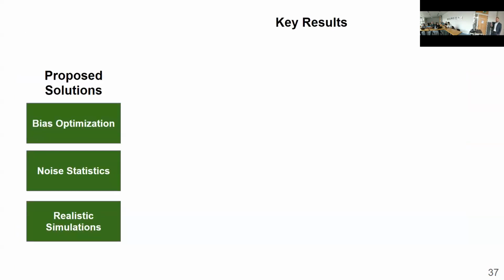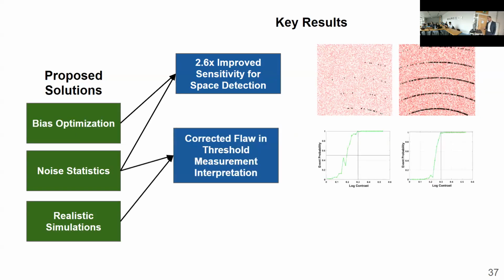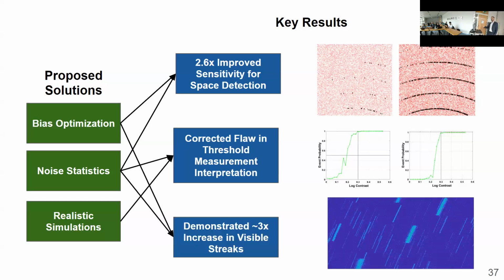So in conclusion, I proposed 3 solutions to address some of the shortcomings I found in space domain awareness and event cameras, including bias optimization, noise statistics, and then applying realistic simulations. So through bias optimization, we achieved a 2.6 times improved sensitivity for space detection. Looking at noise statistics and then applying realistic simulations, we were able to correct a flaw in threshold measurement interpretation that gives us a much more accurate expectation of what the pixel should be able to accomplish. And then finally, when we looked at on-sky data with bias optimization and a very simple method of denoising, we were able to demonstrate almost a 3 times increase in the number of visible streaks.